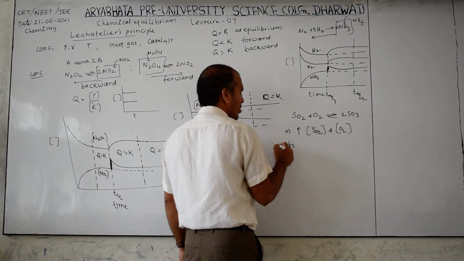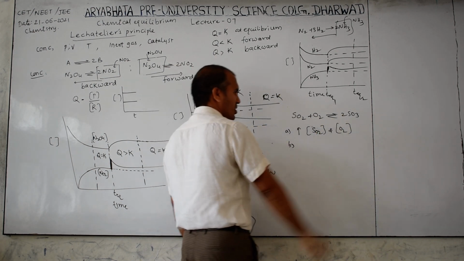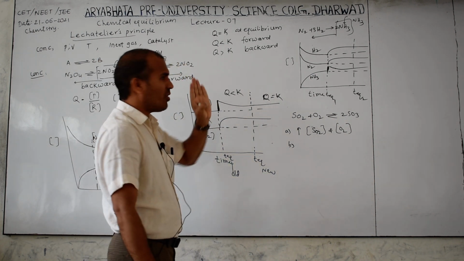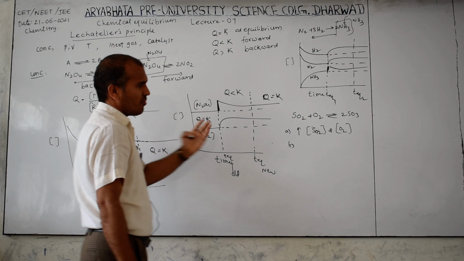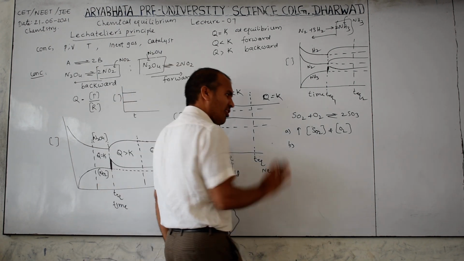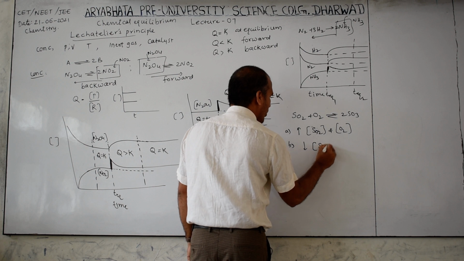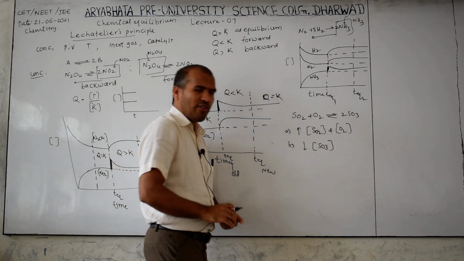Otherwise, another favorable condition, what is it? With respect to concentration only I am speaking. Don't consider pressure, volume, inert gas, catalyst. Only the concentration effect we are discussing. Otherwise, decrease the concentration of SO3. These are the favorable conditions.